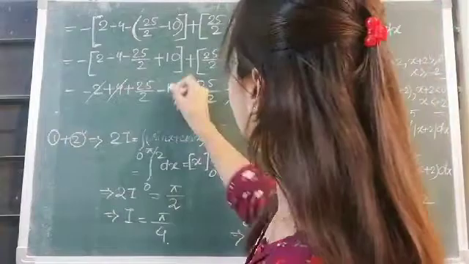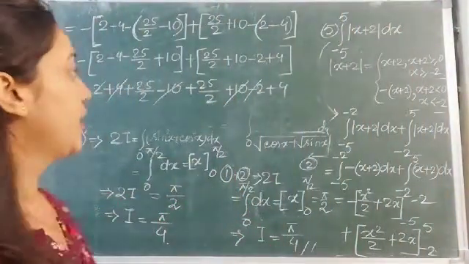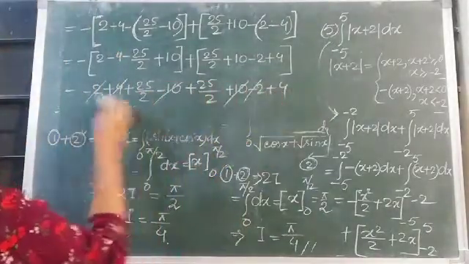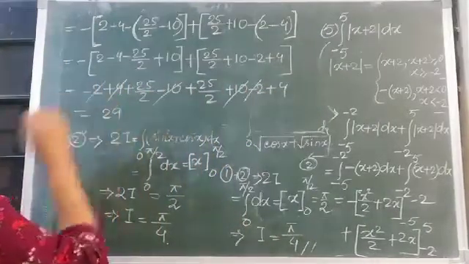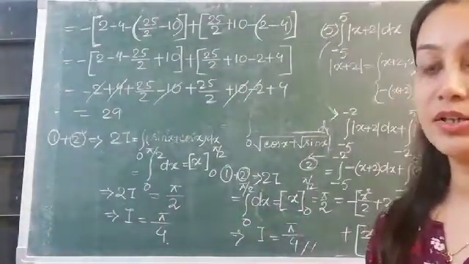Minus 10 plus 10 got cancelled. 25 by 2 plus 25 by 2 is equal to how much? 50 by 2, that is equal to 25. So 25 plus 4 is equal to how much? 29.